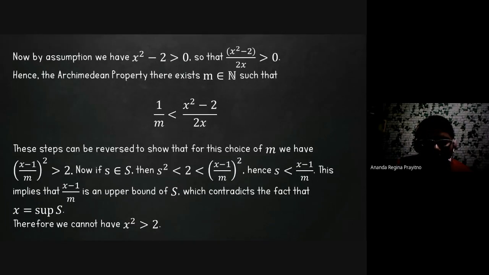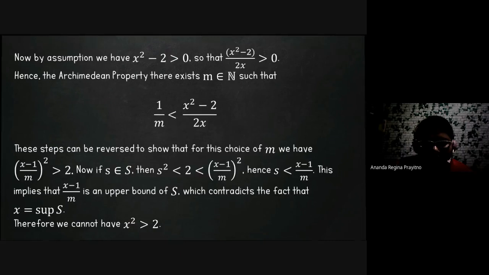Now by assumption we have x squared minus 2 greater than 0, so that (x squared minus 2) over 2x is greater than 0. Hence, by the Archimedean property, there exists m in the natural numbers such that 1 over m is less than (x squared minus 2) over 2x. These steps can be reversed to show that for this choice of m we have (x minus 1 over m) squared greater than 2. Now if s is in S, then s squared is less than 2, which is less than (x minus 1 over m) squared. Hence s is less than x minus 1 over m. This implies that x minus 1 over m is an upper bound of S, which contradicts the fact that x equals the supremum of S. Therefore, we cannot have x squared greater than 2.